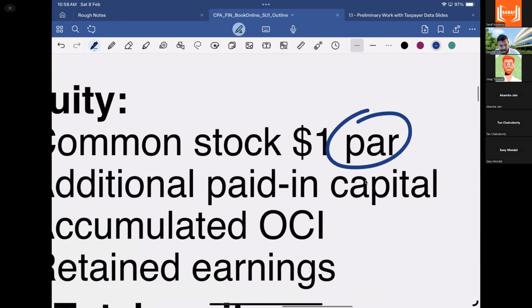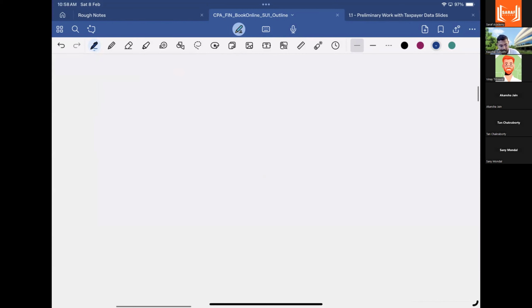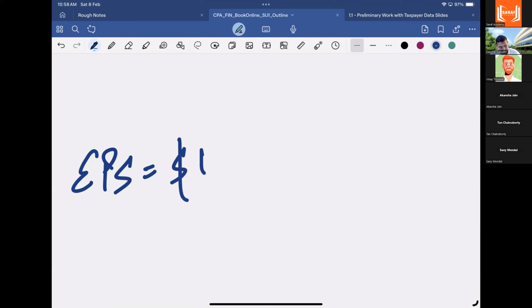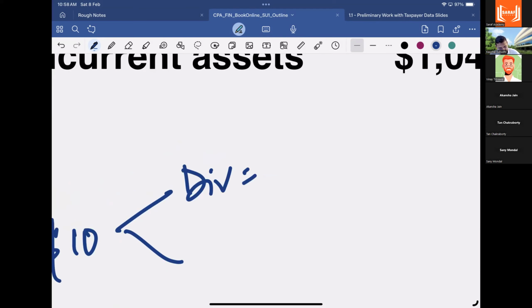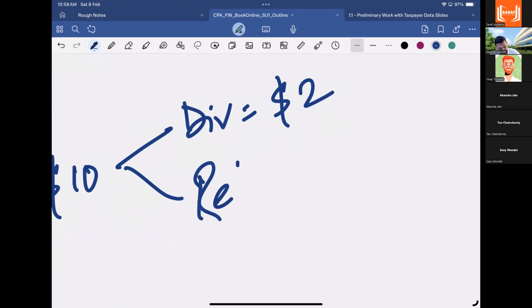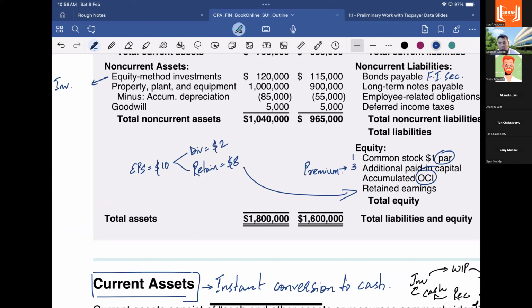Accumulated OCI, OCI refers to other comprehensive income, you will get information about this later. And then comes your retained earnings. So what do you mean by retained earnings over here? It refers to how much you have not paid out. For example, suppose earnings per share is $10, and out of that $10 you are giving $2 of dividend per share. So how much have you retained? $8. That $8 is basically your retained earnings which you see here.